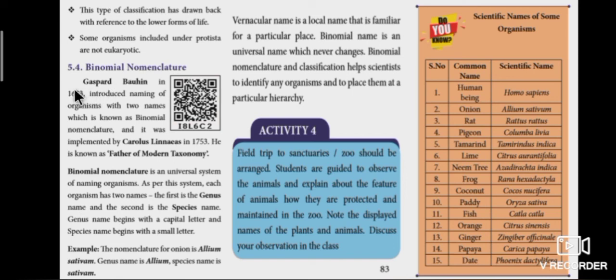Gaspard Bauhin in 1623 introduced naming of organisms with two names, which is known as binomial nomenclature, and it was implemented by Carolus Linnaeus in 1753. He is known as father of modern taxonomy. Binomial nomenclature is a universal system of naming organisms. As per this system, each organism has two names. The first is the genus name and the second is the species name. Genus name begins with a capital letter and the species name begins with a small letter.